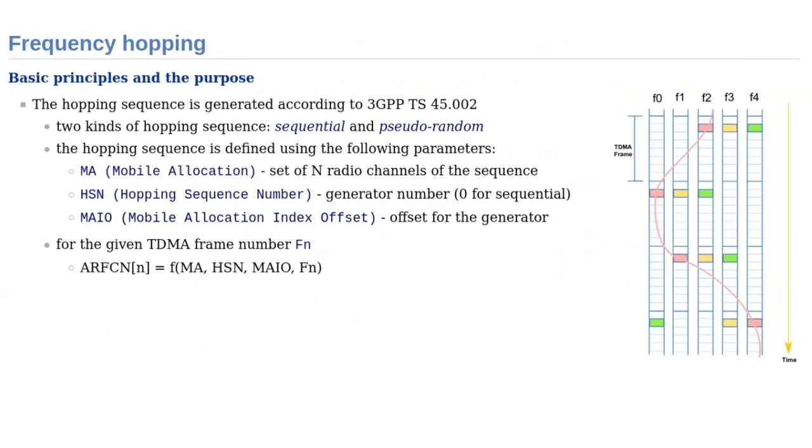And for the given TDMA frame number, the formula is very simple. You have some function that I'm not going to list here to discuss the details. You provide all those parameters and the current frame number as the input, and you get the channel number where to receive and where to transmit as the output.